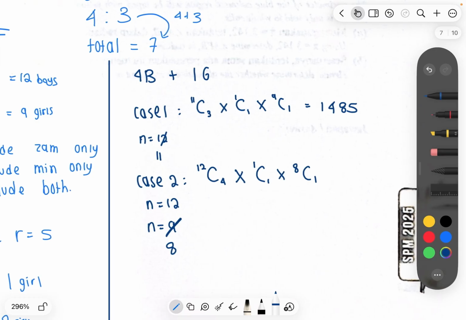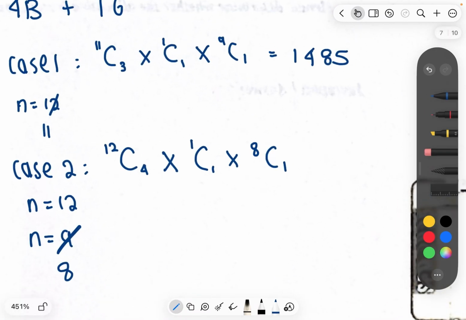It should not be, which means I can't choose any. Because it's already 5, right? Yeah. So the other girls I don't choose, I just choose Min. So 12C4 times 1C1 is equal to 495.